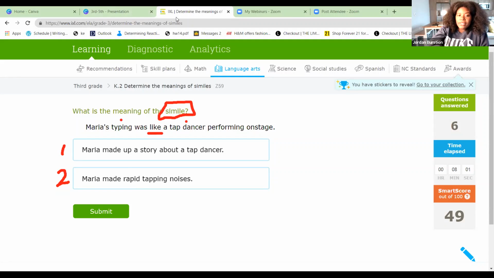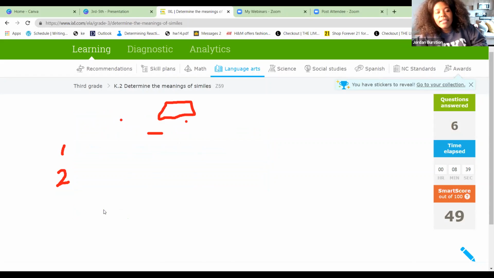Oh, I see Ezra changed their mind. Okay. And Emery, think about what it sounds like when you're typing on the computer and what it would sound like to tap dance. Yeah, so y'all both changed your mind. So the author didn't compare her to a tap dancer because she's writing a story about a tap dancer. He's saying her typing is clicking and it's loud and it reminds him of a tap dancer who is clicking their shoes on stage. Okay, let's try another one.